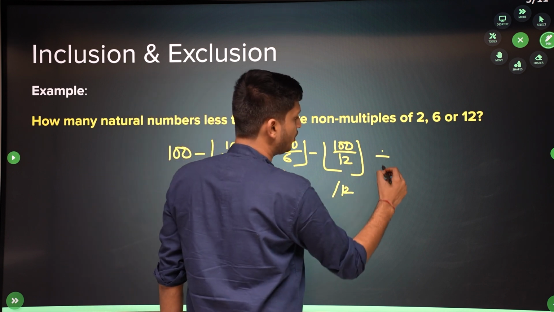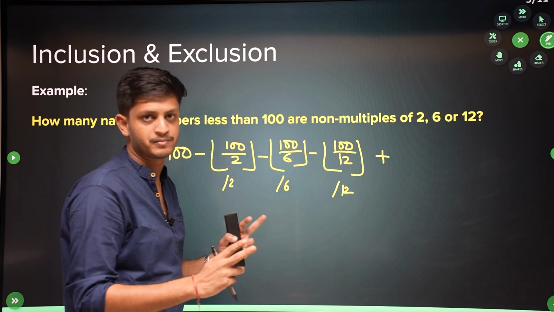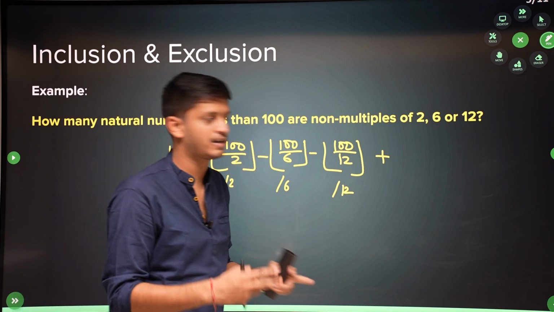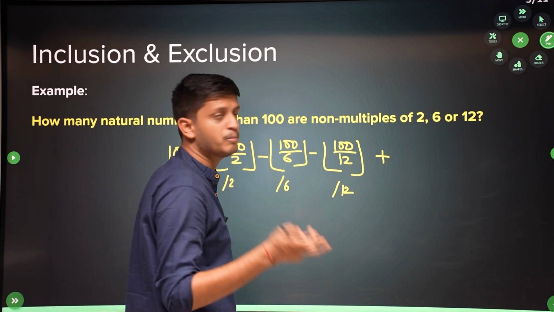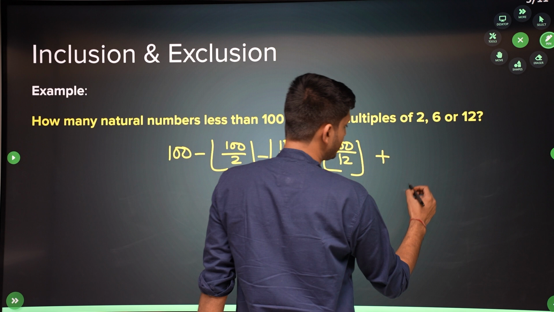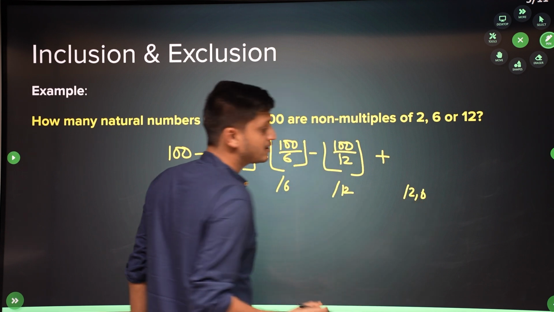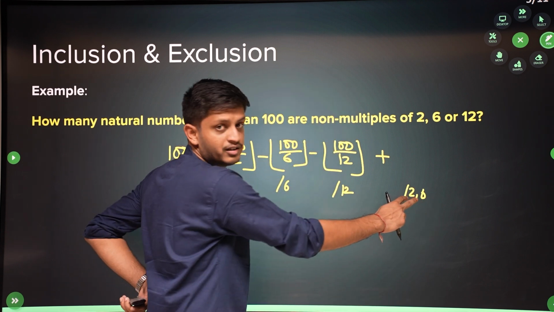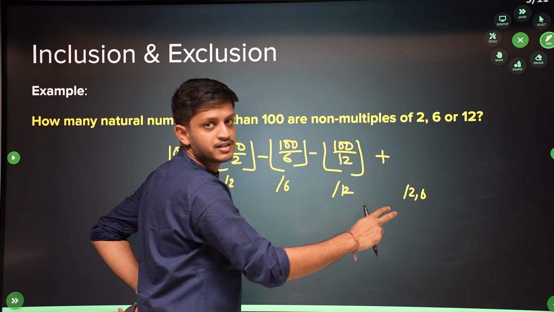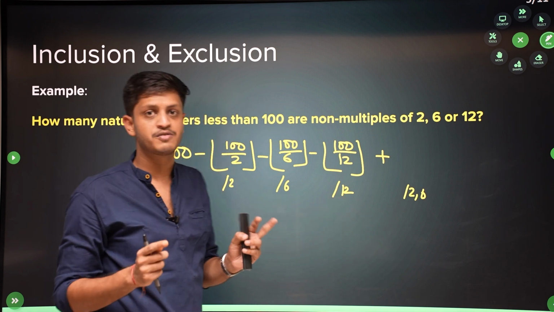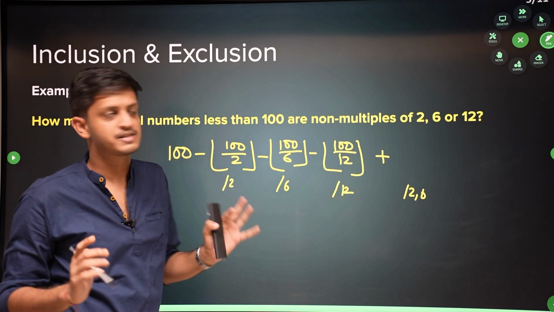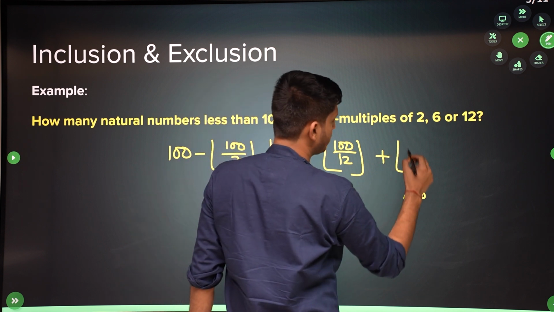Now we have to add 2 at a time. Subtract 1 at a time, add 2 at a time. So you have to add all the elements which are divisible by both 2 and 6. So how many numbers are divisible by both 2 and 6? The common mistake is you will divide by 12. It should not be 12. It is the LCM of 2 and 6. The numbers which are divisible by both 2 and 6 will be divisible by 6 only, because the LCM is 6. So it should be 100 by 6.